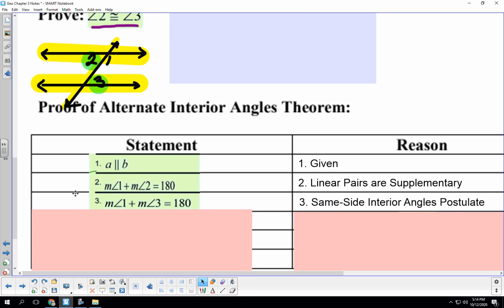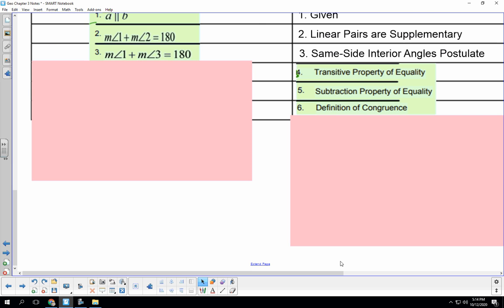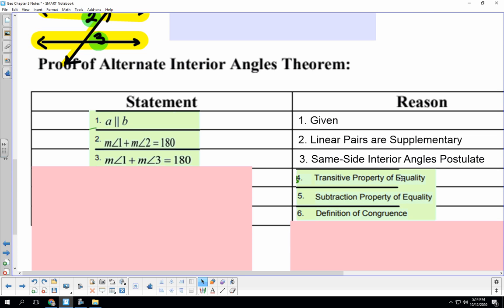Now, just like we did in the past, let me give you the reasonings. We're going to use the transitive property of equality to say if the measure of angle 1 plus the measure of angle 2 is 180, and the measure of angle 1 plus the measure of angle 3 is 180, we can cut out the 180s and say that the measure of angle 1 plus the measure of angle 2 has to equal the measure of angle 1 plus the measure of angle 3. They're both equal to 180, so they have to be equal to each other.